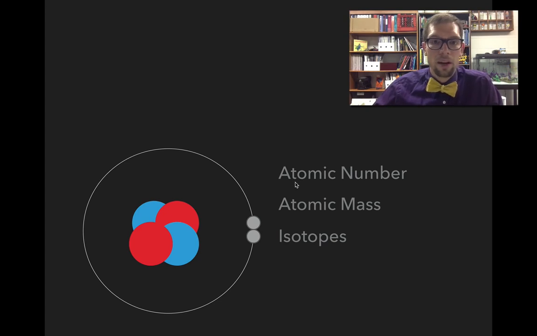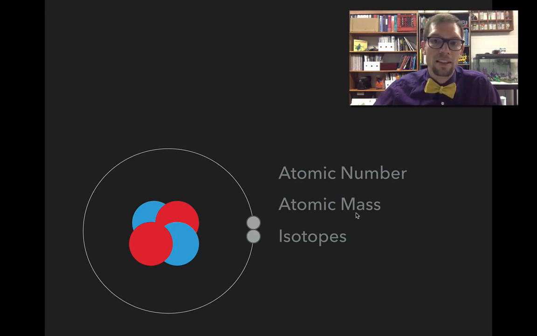Now, when we talk about the different atoms, we're talking about atoms of elements, and each element is going to have its own unique atomic number. The atomic number refers to the number of protons in the nucleus. So this atom here would be helium because it has 2 protons.